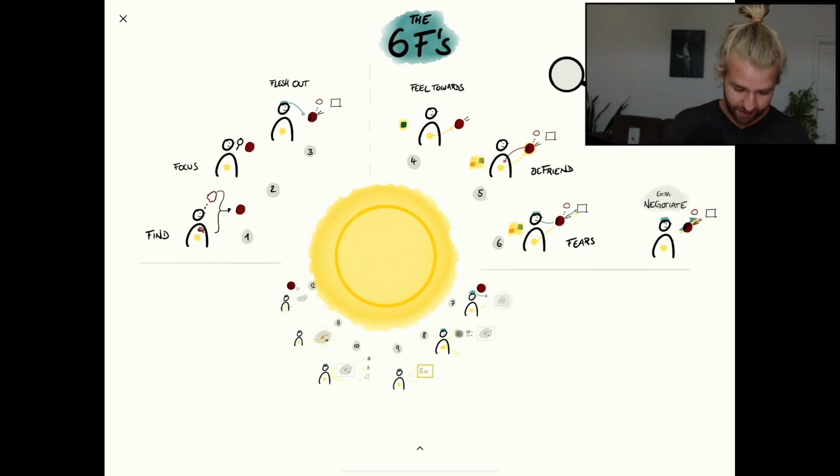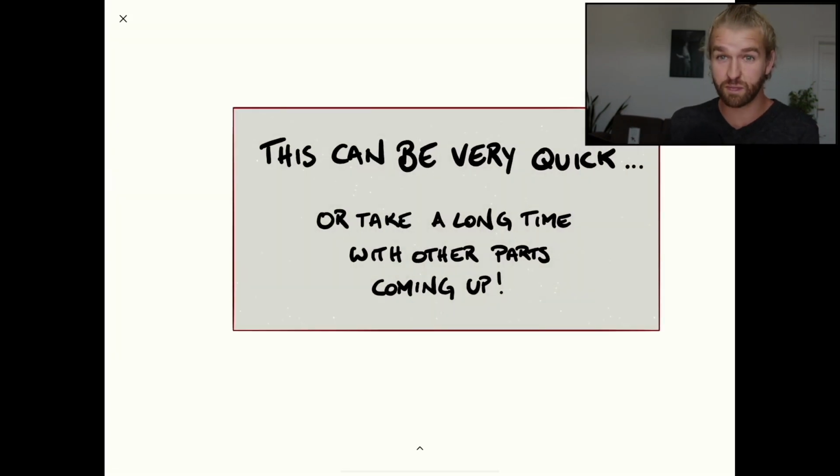It was finding a part, focusing on it, fleshing it out. What is really important to know is that this can be incredibly quick. Sometimes this can be 3 sentences. What are you coming with? Oh, there's this part. Oh, what does the part want? It can be very quick, but it can also take a long time.